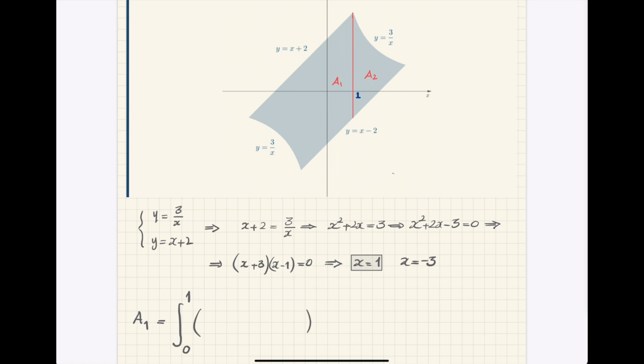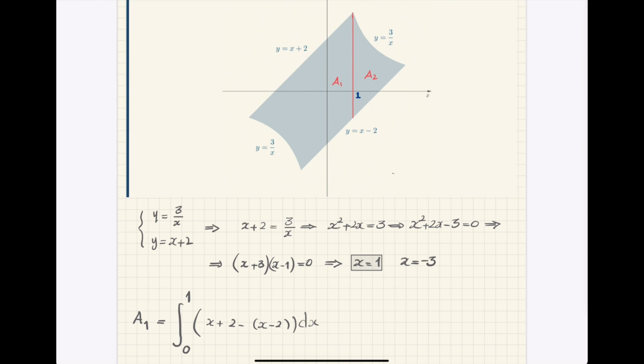x plus 1 minus 2. x plus 2 minus x minus 2, exactly. But don't forget about putting a pair of brackets around them. Yes? So is that understandable for everyone?